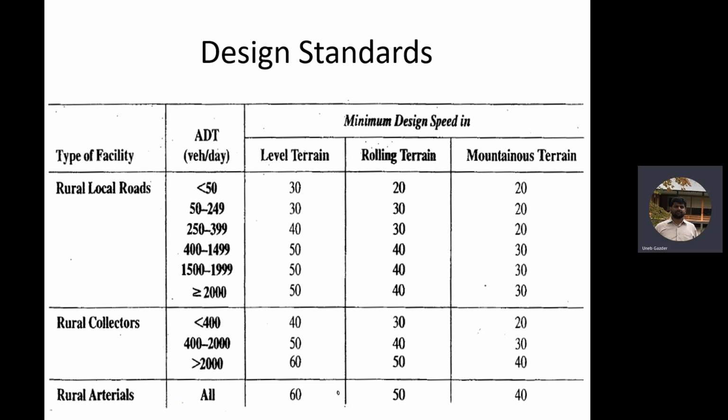Obviously, when will you get higher speed? When the volume is 200 or when the volume is 2000? 200, right? So why are they giving higher speed here? This is not the speed of the road. This is your design speed. The road which carries more volume should be designed better. So how do you make the road design better? By using a higher speed. So this is a design standard, not the speed of the road which you will find in the peak hour.